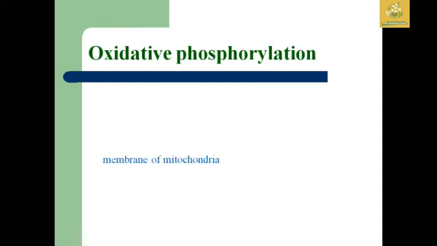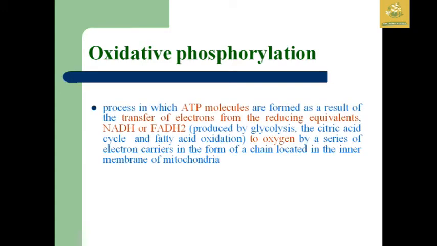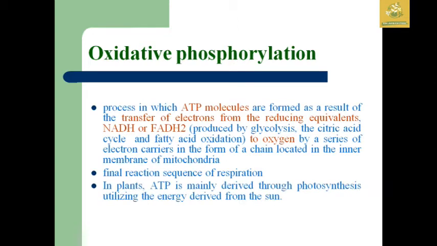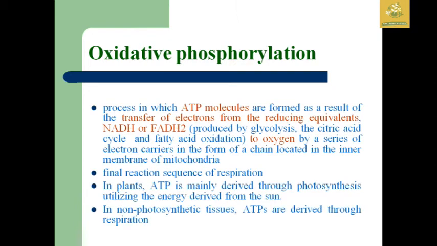I am going to first teach you about oxidative phosphorylation, which is the transfer of electrons from the reducing equivalents NADH and FADH2 to oxygen by a series of electron transfer chains in the inner membranes of mitochondria. This is the final reaction sequence of respiration of the living cells. In plants, ATP is mainly derived through photosynthesis utilizing energy from the sun, as well as in non-photosynthetic tissue, ATP is derived mainly through the respiration of the living cells.